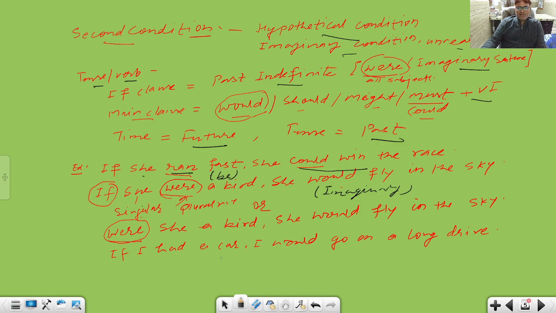If I had a car, I would go on a long drive. Here, in the bracket you will be given have, so the second form of have is had. So in this way, the second condition is used. In the second condition, the one thing you should keep in your mind is the use of were. Don't get confused whether you are given a singular or plural subject, you should use were.